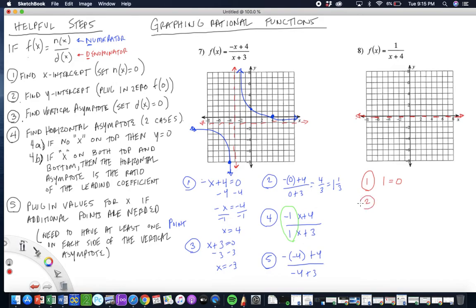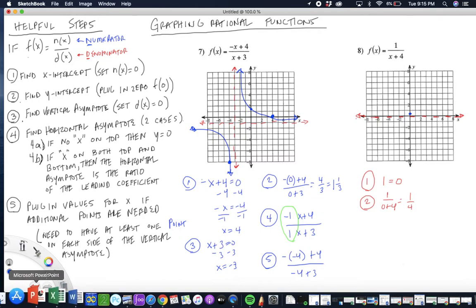Let's take step number 2 and keep going right along. Let's plug in 0 to find the y-intercept. If I plug in 0 where I see all x's, I get 1/4. That means the line crosses the y-axis at 1/4. I'm going to draw it in as best I can to estimate where that is. It's just 1/4 of the way up on the y-axis.